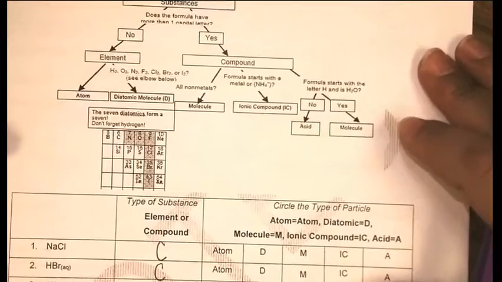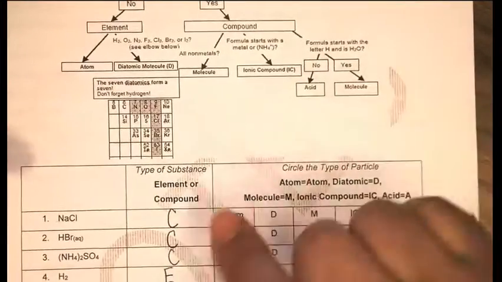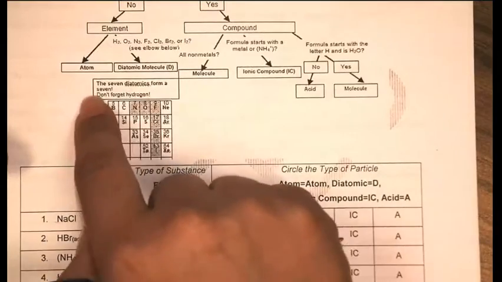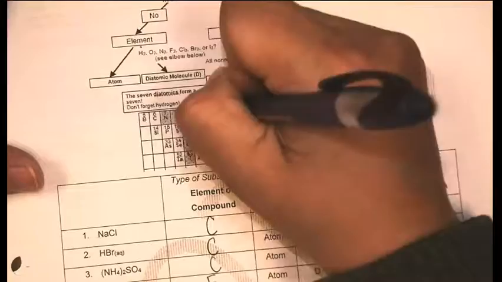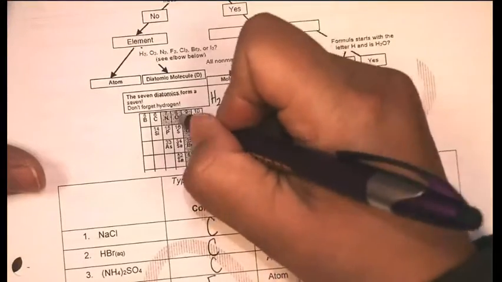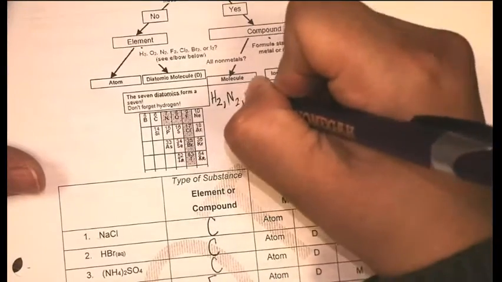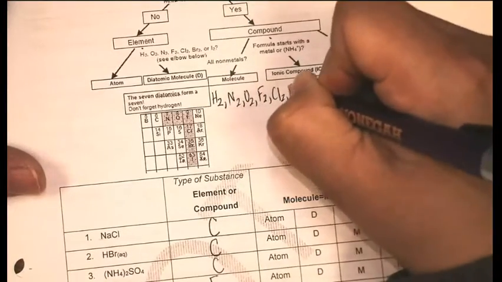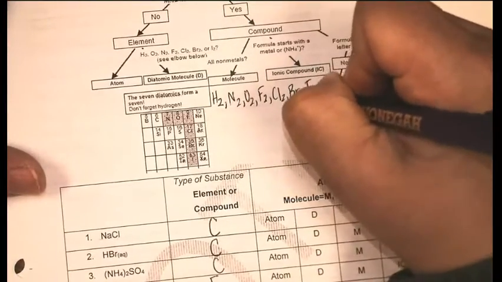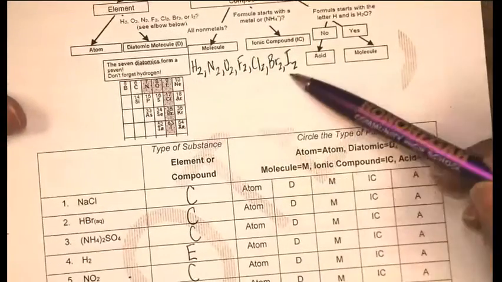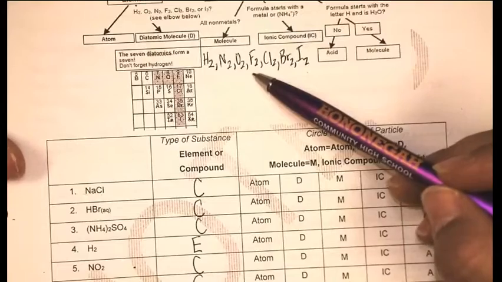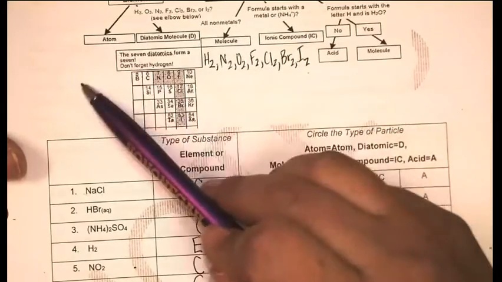Now what we're going to do is decide if the element is an atom or a diatomic. Diatomic, there's 7 of them. H2, and then the other 6 come from the elbow: N2, O2, F2, Cl2, Br2, I2. So if it's one of these, it's a diatomic. These are elements that travel in pairs. If it's not one of these, then it's an atom.